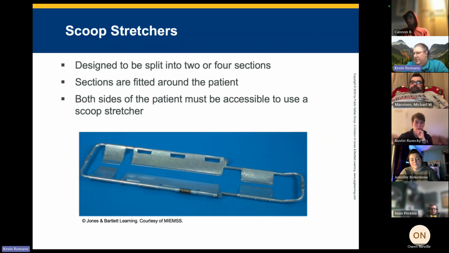Let me just go back one here. Remember that these are pinch points. I've seen people rip skin before, break fingers because they get caught in these pinch points. So just be careful when utilizing it.